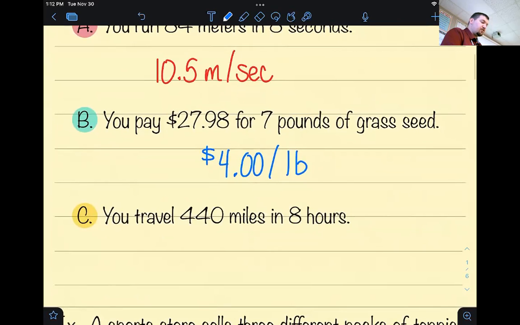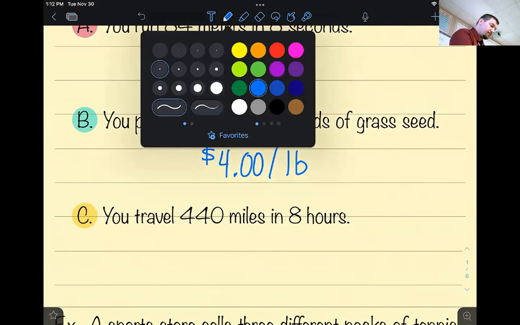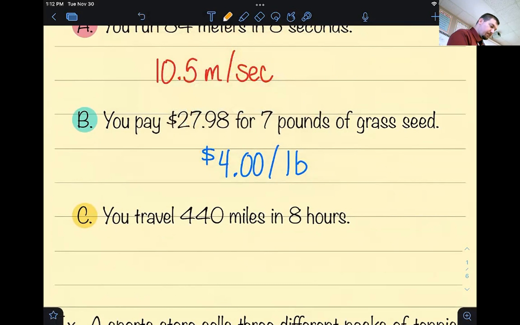And then example C, you traveled 440 miles in 8 hours. Carson, what's that unit rate? The unit rate of 440... Yeah, what'd you get? Okay, did you divide them? No, I did not. Okay, let's do that first. We will use MPH. You're right, miles per hour. You can write it like that, or you can write MI/H, but MPH is pretty well known. What do you get for 440 divided by 8?